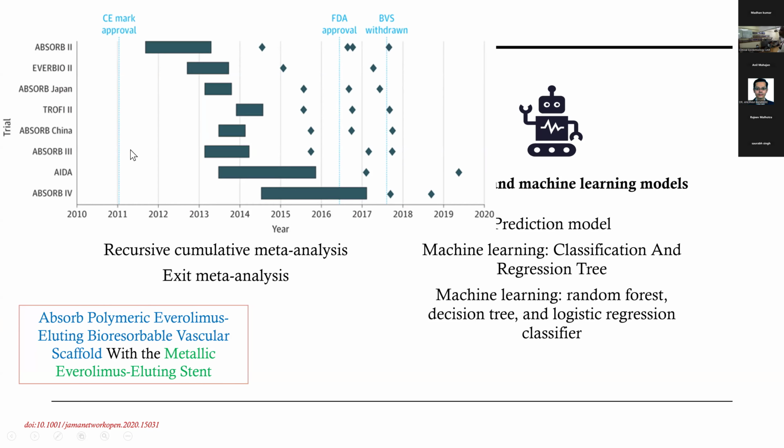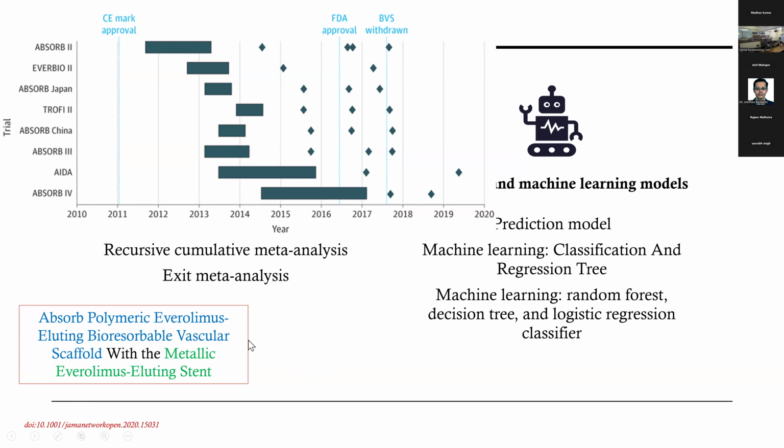It was initially given for trials in 2011. The government, probably the US government, said you can start doing trials. After so many studies were over, by maybe December 2016, the FDA gave approval for the polymeric everolimus bioresorbable stent. Strangely, about a year later, the stent was withdrawn.